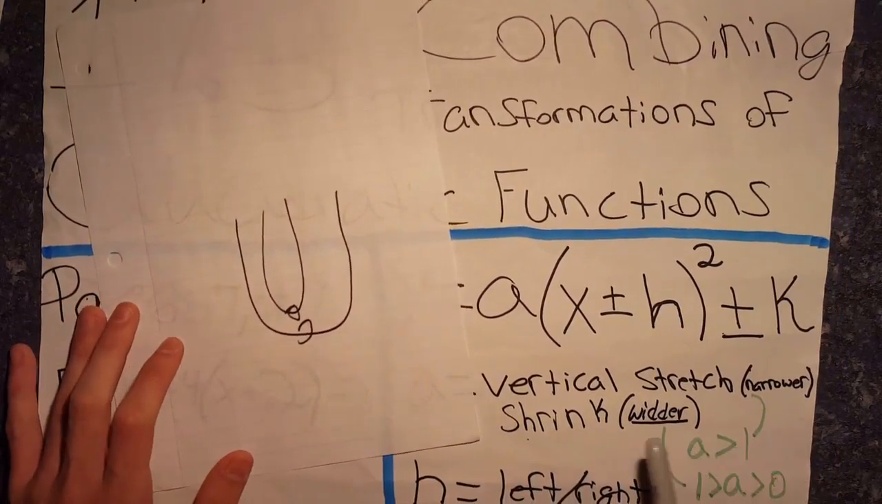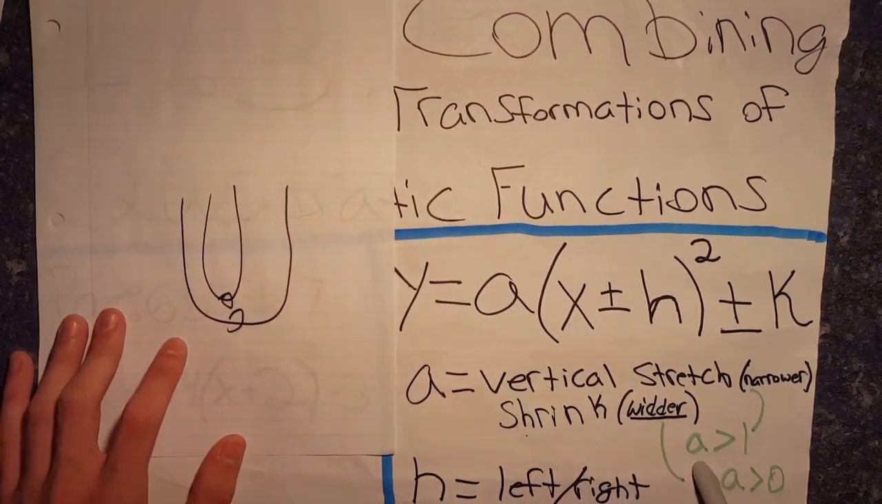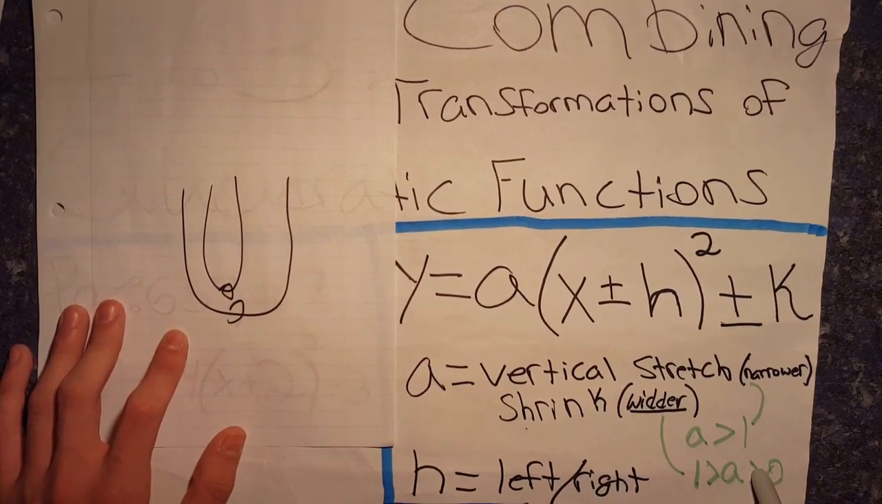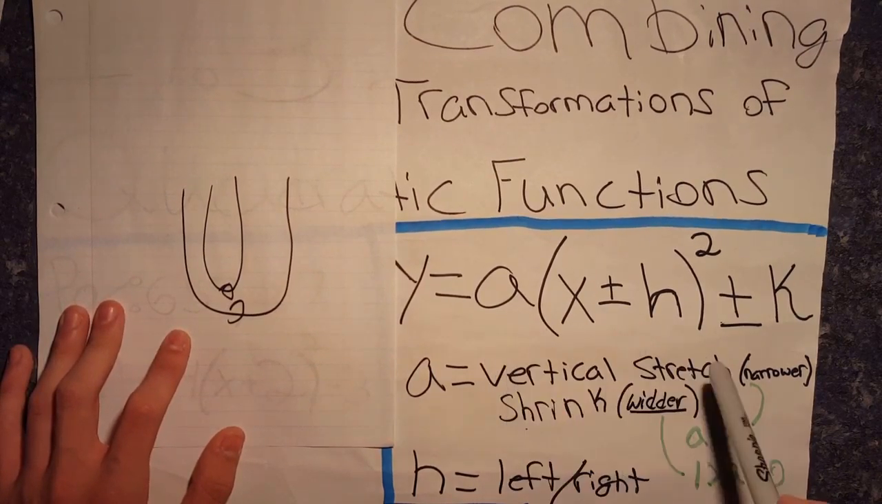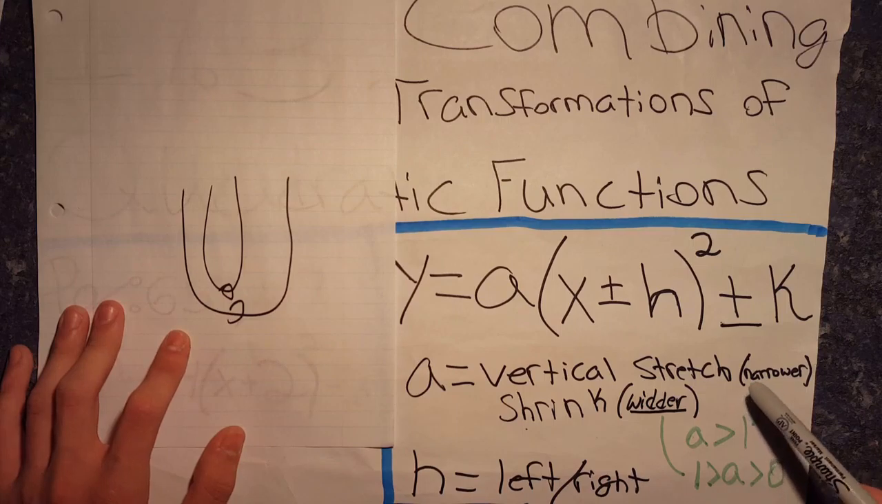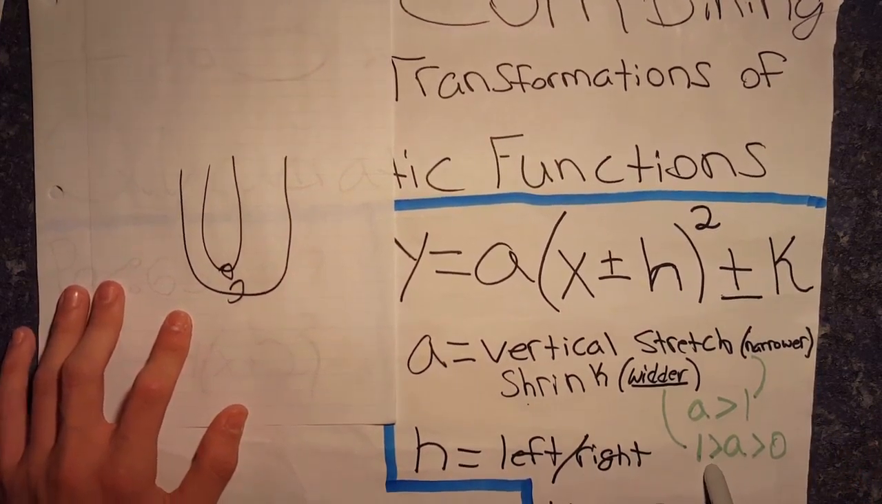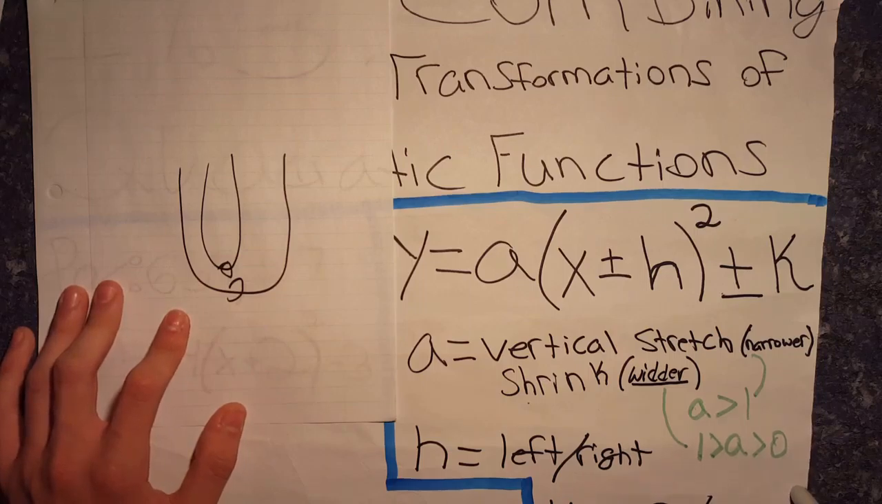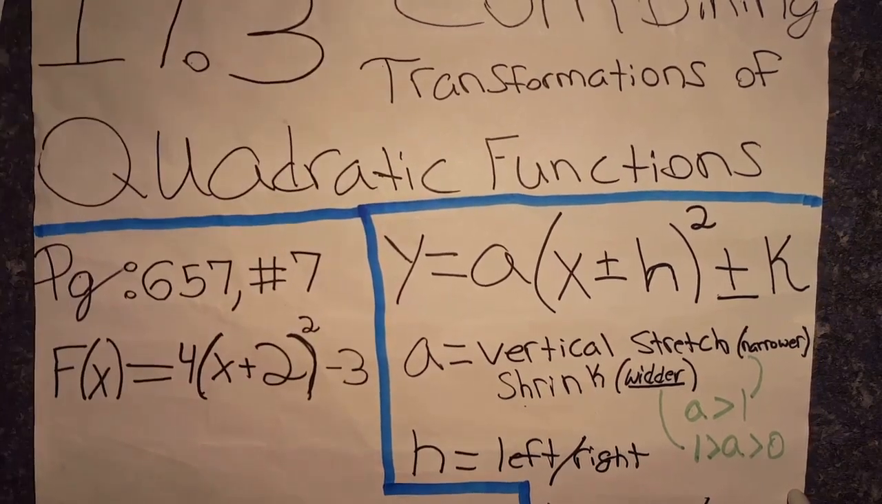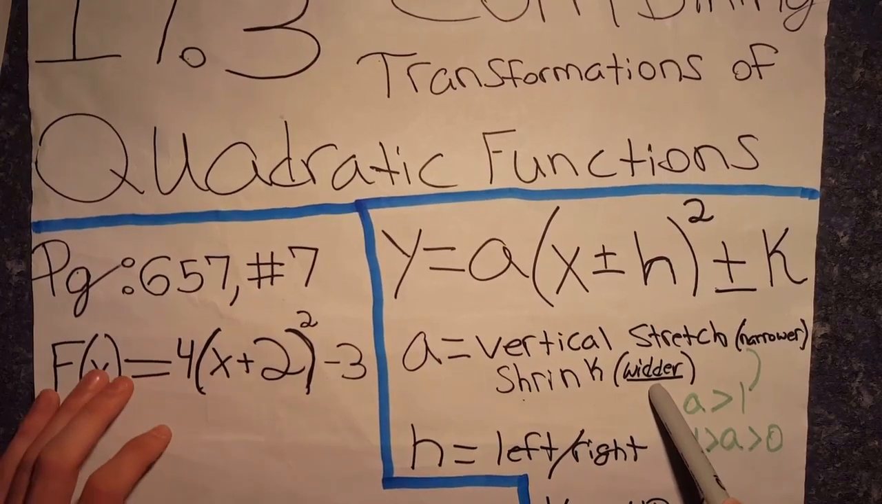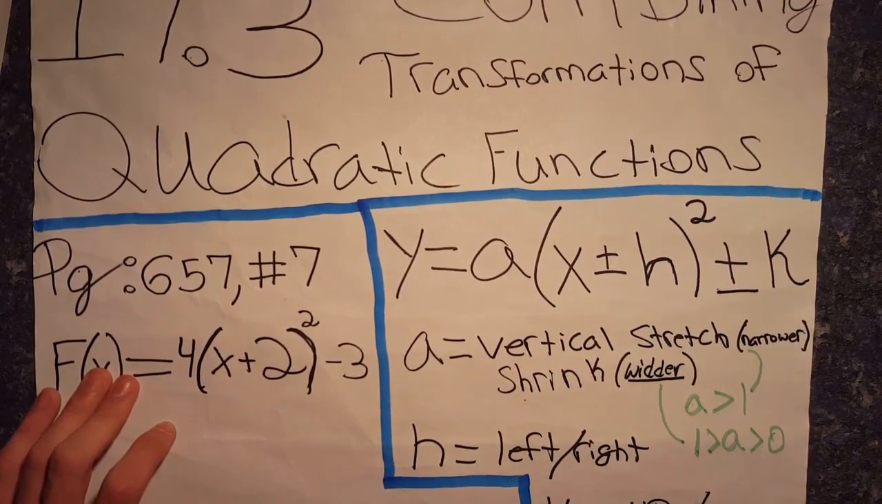So I have a little thing here. If a is greater than 1, then it's going to be a vertical stretch. In that case, it will get narrower. And if a is less than 1 and greater than 0, then you are going to have a shrink, which means your graph will be wider.